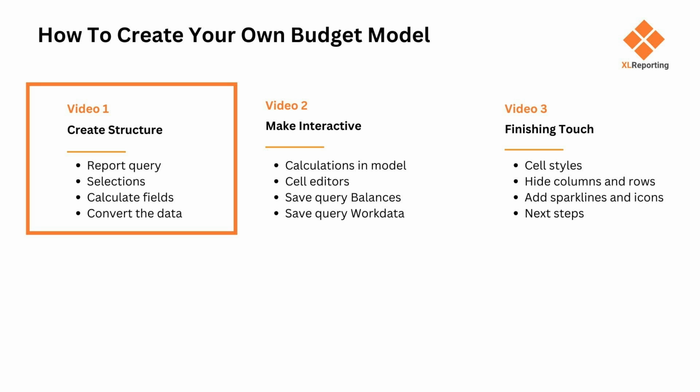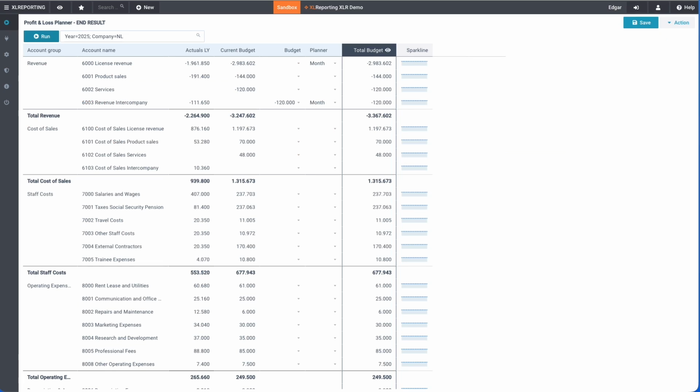In the first video, we built the budget structure of the model. We'll look at report queries, selections, calculated fields, and how to convert data into a model structure. Once that structure is in place, we make the model interactive using calculations and cell editors. Then we show how to create safe queries. And in the third video, we add the finishing touches with cell styles, hide unnecessary rows and columns, and add visuals such as charts and icons.